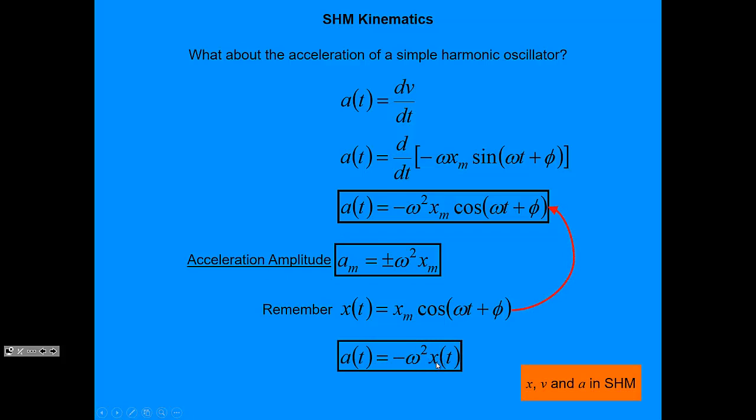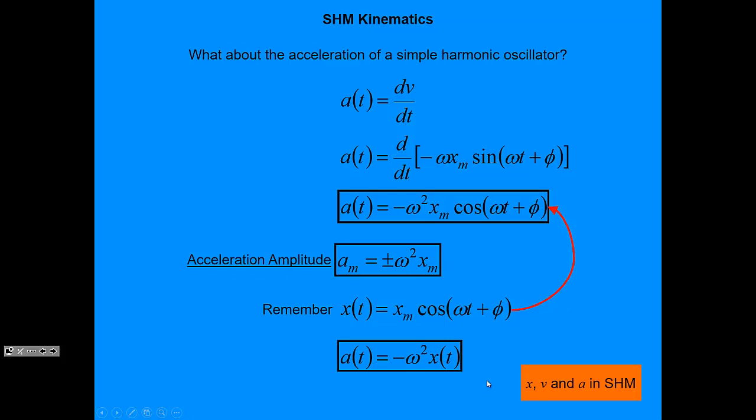Now be careful, this x is a loaded x. This x means x of m cosine of omega t plus phi. This is the thing that varies as time goes on. But this is the acceleration function that we're going to use in some of the proofs, some of the derivations we're going to do on particular simple harmonic oscillators. This is going to come in handy to know. So this is the acceleration function. Really, it's this big thing, but we can shorten it down to negative omega squared x.